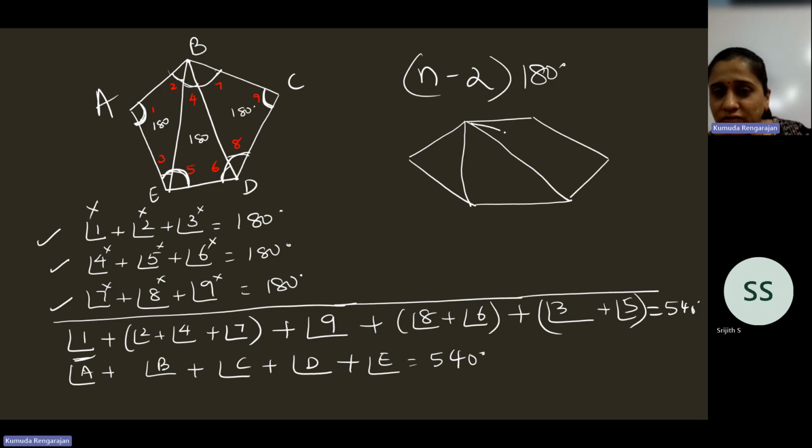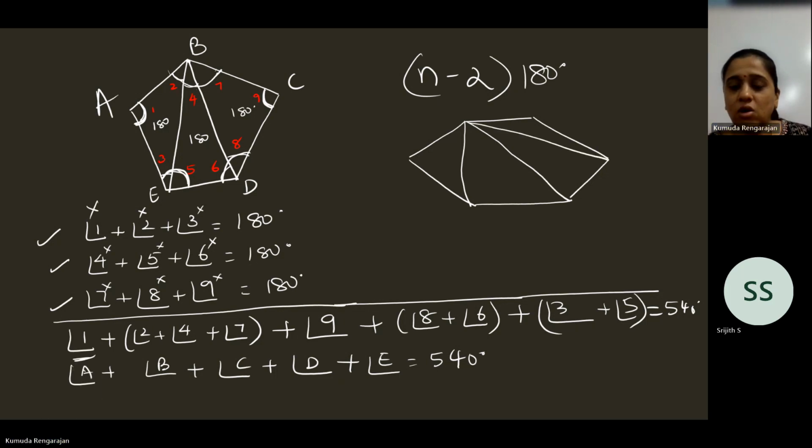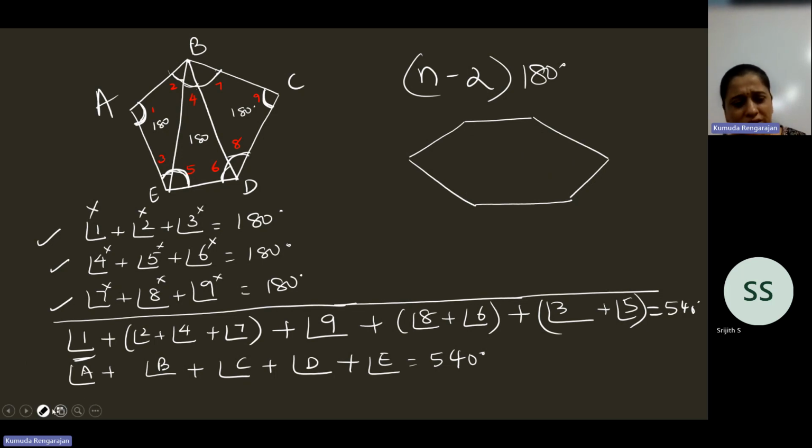So you'll have to either do this or this. Anything. So now 1, 2, 3, 4 triangles. How many sides? 6 sides. But how many triangles? 2 less. You can divide the hexagon into triangles in different ways. This is not the only way. We'll just do one more method. You can do it in many ways.